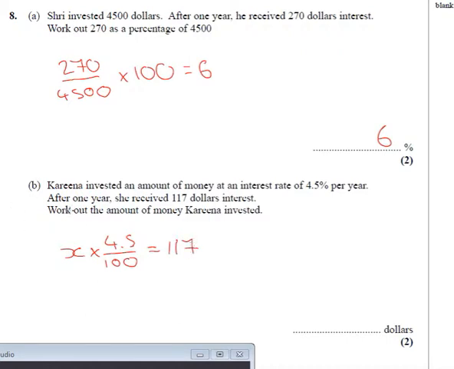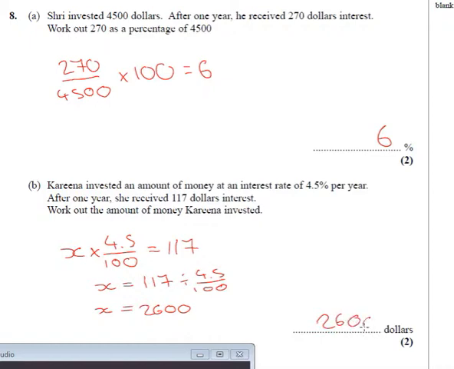Because we're trying to find the original amount of money, whenever you're trying to work backwards to find how much was invested, you're always going to end up dividing, because the 4.5% moves over to the other side but becomes a divide. So times here becomes a divide. So the amount of money, which you don't know, is 117 divided by 4.5%, 4.5 over 100. You can absolutely work in decimals if you prefer, and if you type that into your calculator, you come out with $2,600.